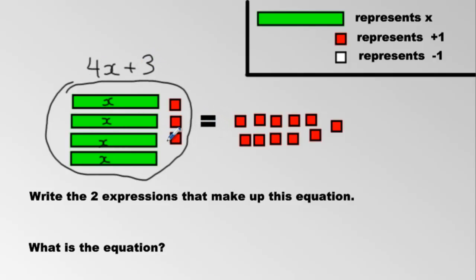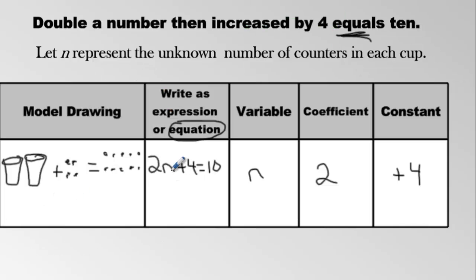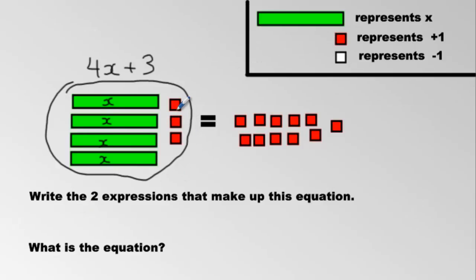Notice there's no plus sign like when I did it over here. I would put a plus sign. See that plus sign? I don't do it anymore here because these red pieces have the plus sign built in. You see, red means +1. It's built into it. So I'm going to do 4x plus 3. That's my first expression.